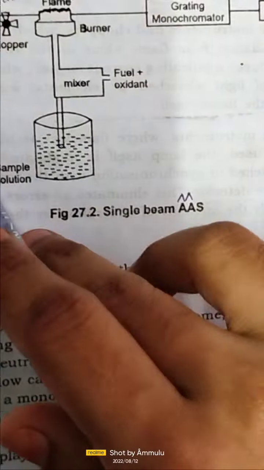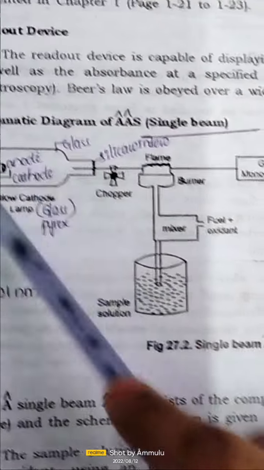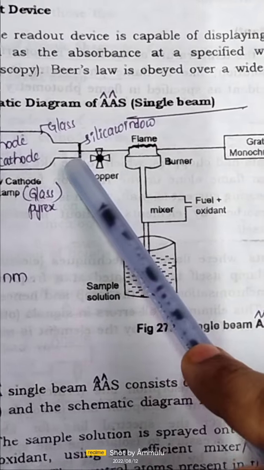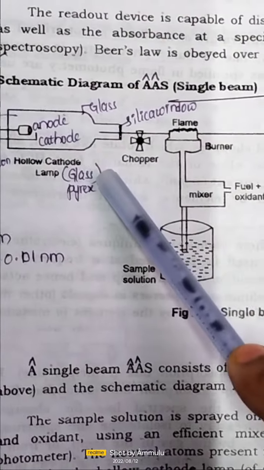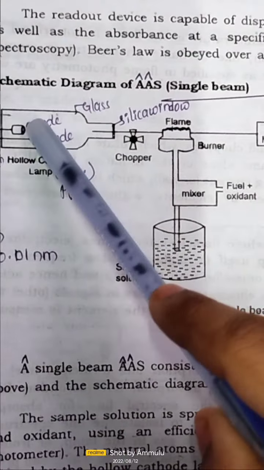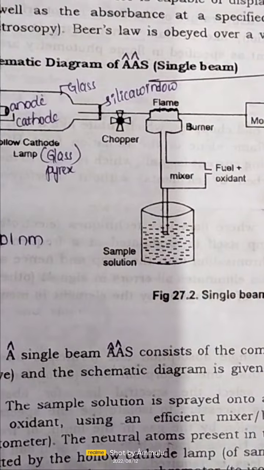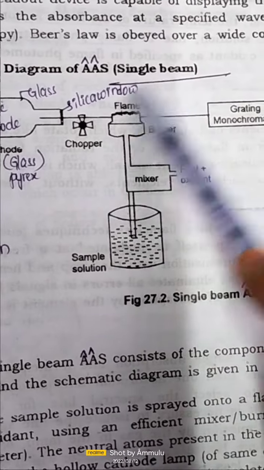Here we can see the diagram. In this diagram, the hollow cathode lamp is there, which is made up of glass or Pyrex, and the gas filled is argon or any other neon gas, and the anode and cathode are there. The silica window is there.